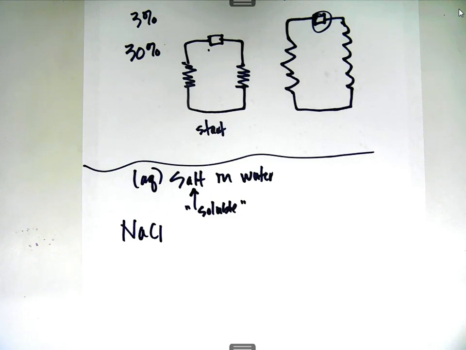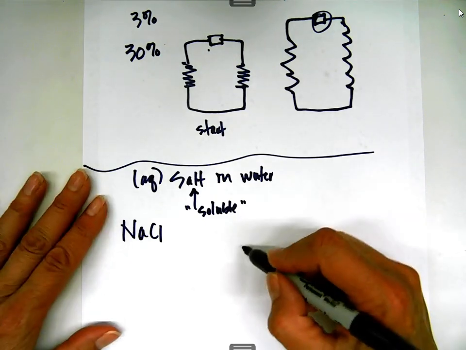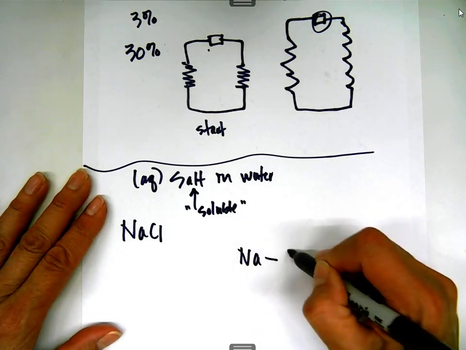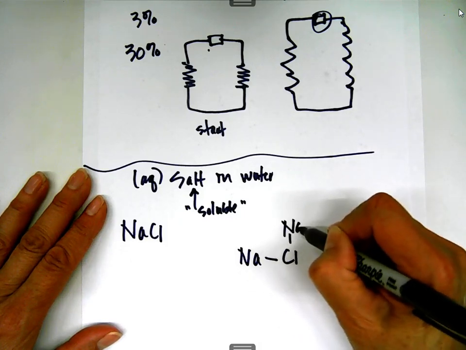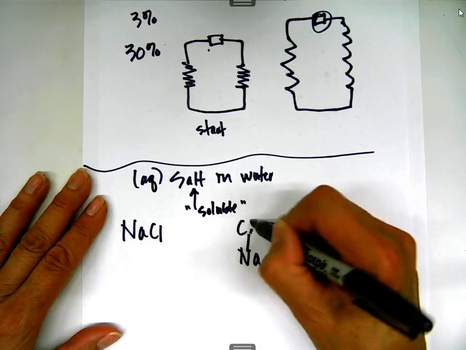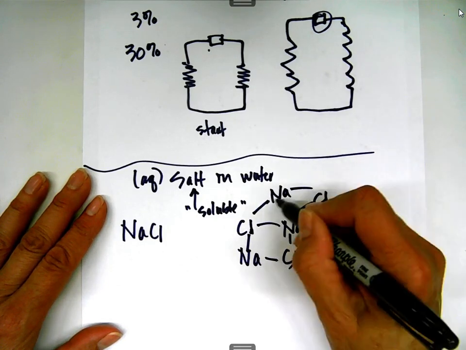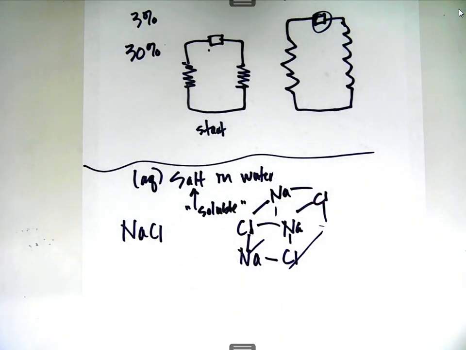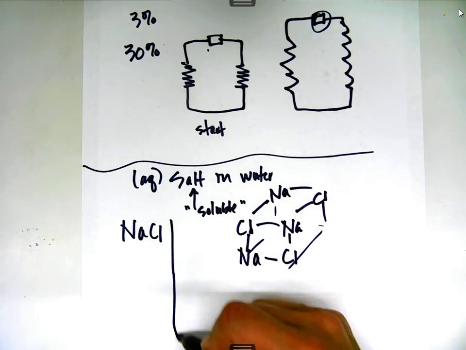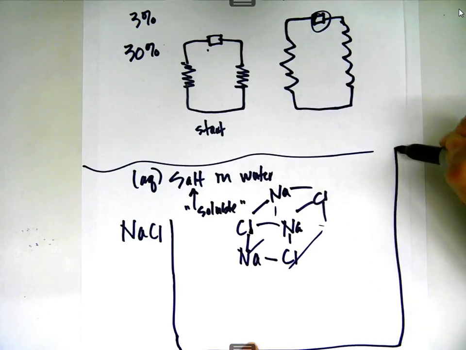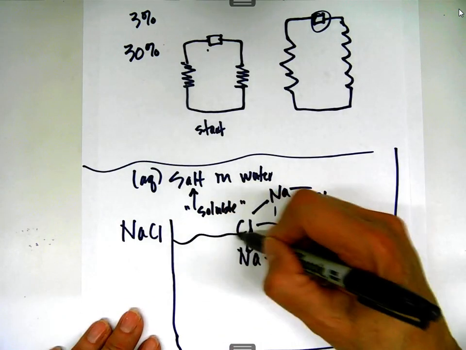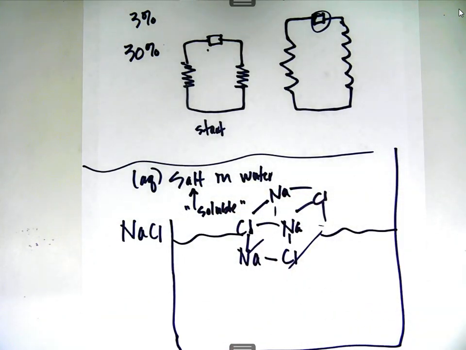If I actually looked at a piece of sodium chloride, like in the video, I would have sodium and chlorine and sodium and chlorine and sodium and chlorine all hooked together in a three-dimensional structure, right? So, a repeating crystal structure. I take that sodium chloride hunk of salt and I plop it into water. Okay? I drop it down into water.